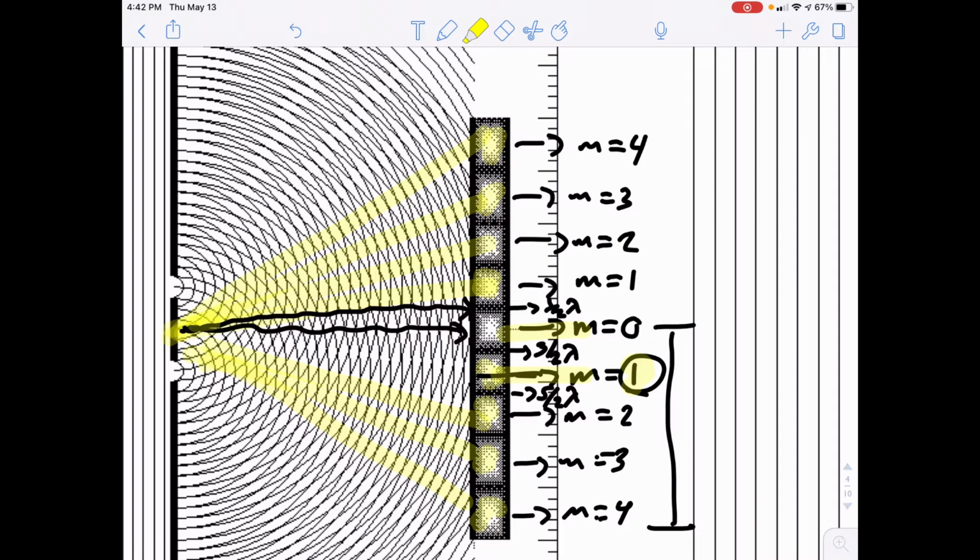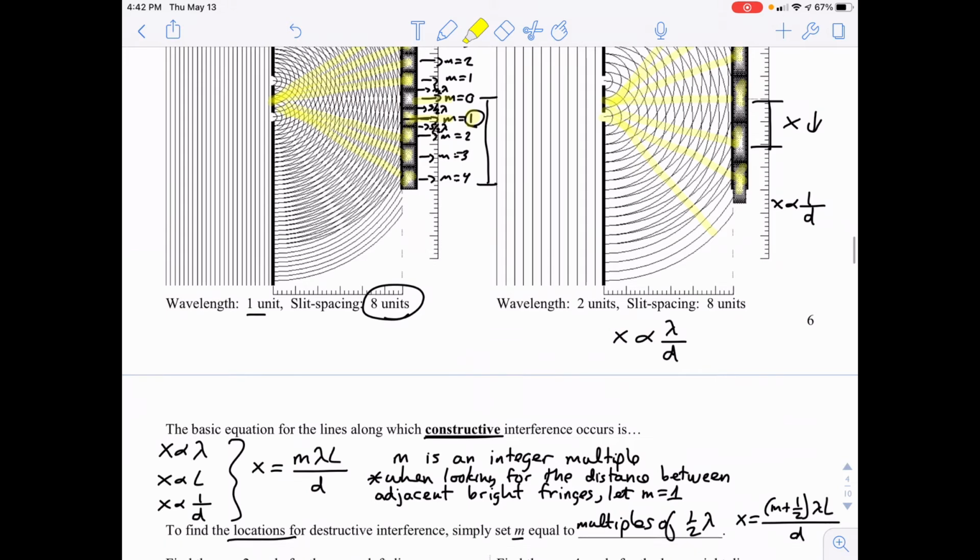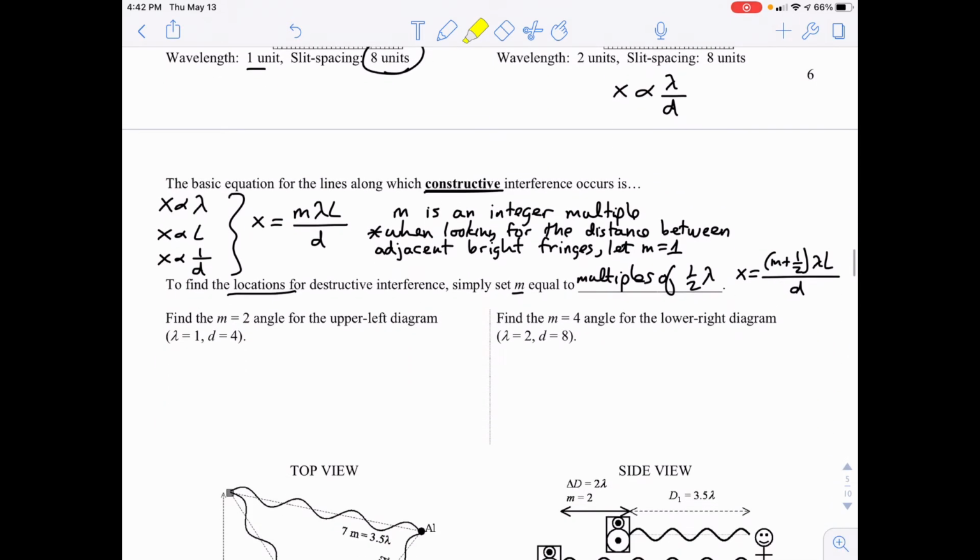This wave right here is half a wavelength longer than that wave right there. That's what that means. So let's do a couple problems. Let's find the m equals 2 angle for the upper left diagram.